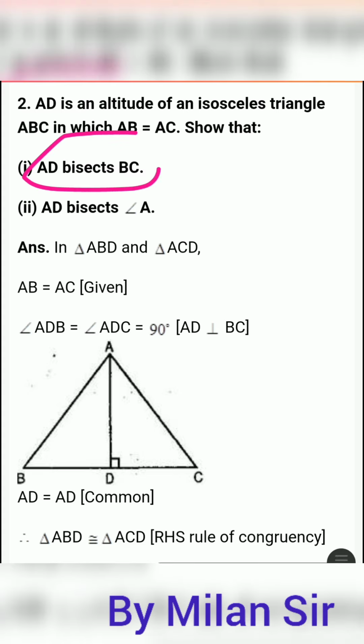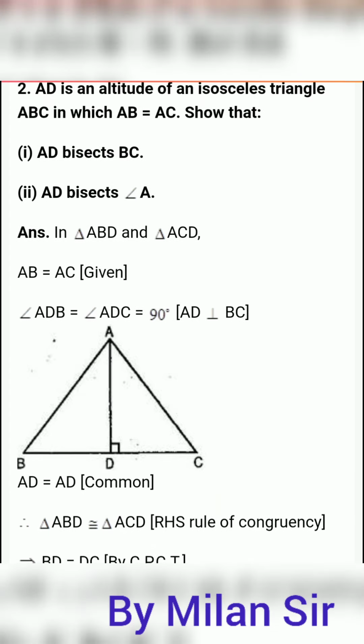Now AD bisects BC, it means what? It divides BC into two equal parts. That means these two parts are the same. So BD is equal to CD. That we need to prove in question 1. And in the second question, AD bisects angle A. It means these two angles are the same. So we need to prove these two sides are the same and these two angles are the same.